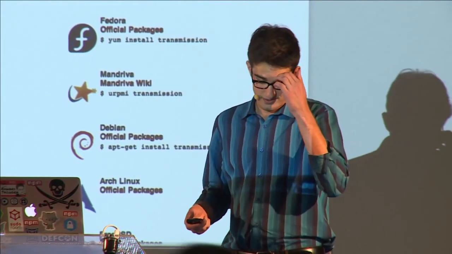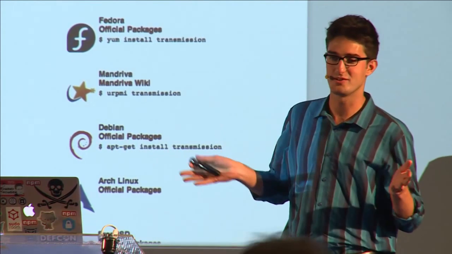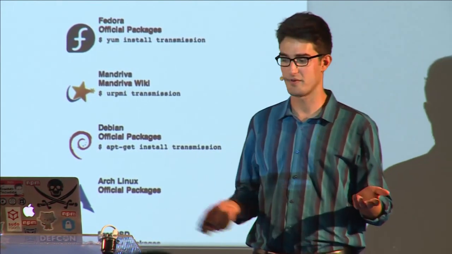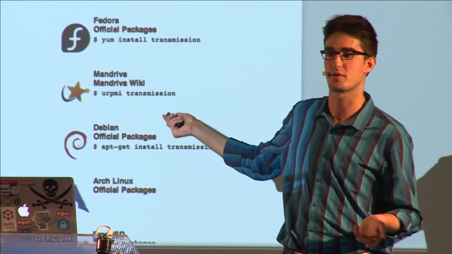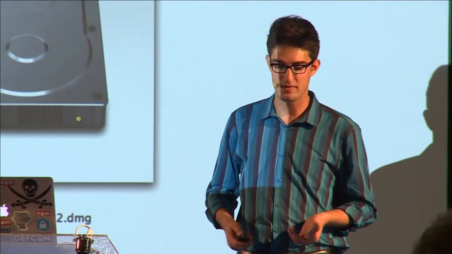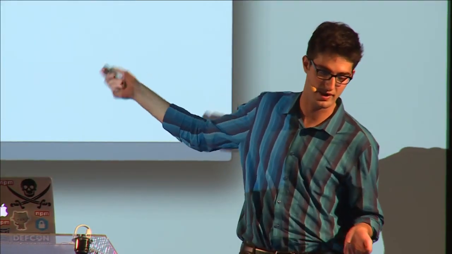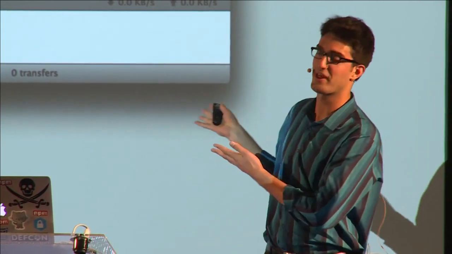So let's walk through what it actually takes to download something over BitTorrent. First, you have to get a client. This is Transmission. It's one of the better clients, I think. You have to download the installer. This is a disk image. You have to mount it to figure out how to install it. And then you're finally presented with this blank screen. So now you have to go and find a torrent.